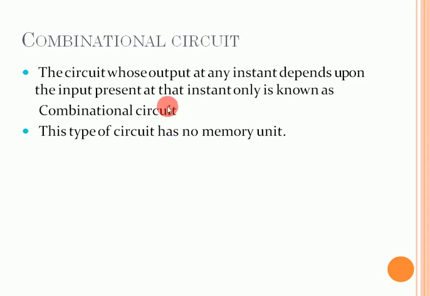Starting from the combinational circuits, these are the circuits whose output at any instant depends upon the input present at that instant only. That means when we take the output from any combinational circuit, that particular output will depend upon the input given at that particular time. This type of circuit has no memory unit.